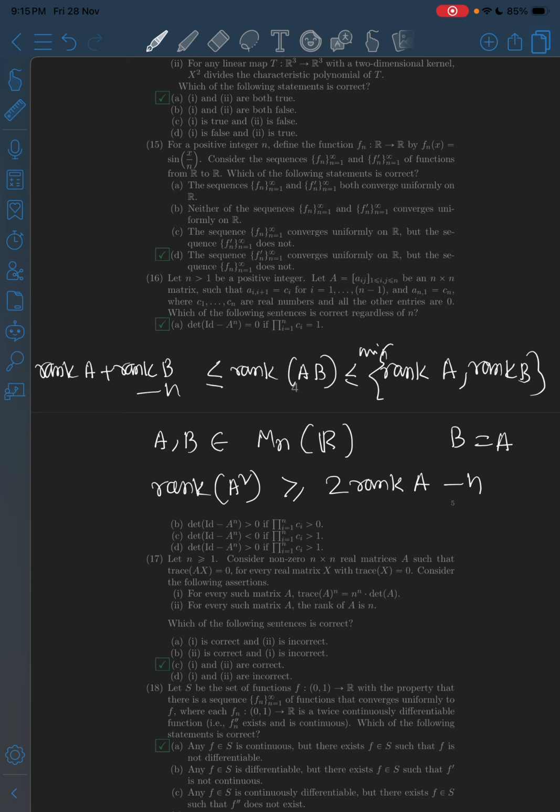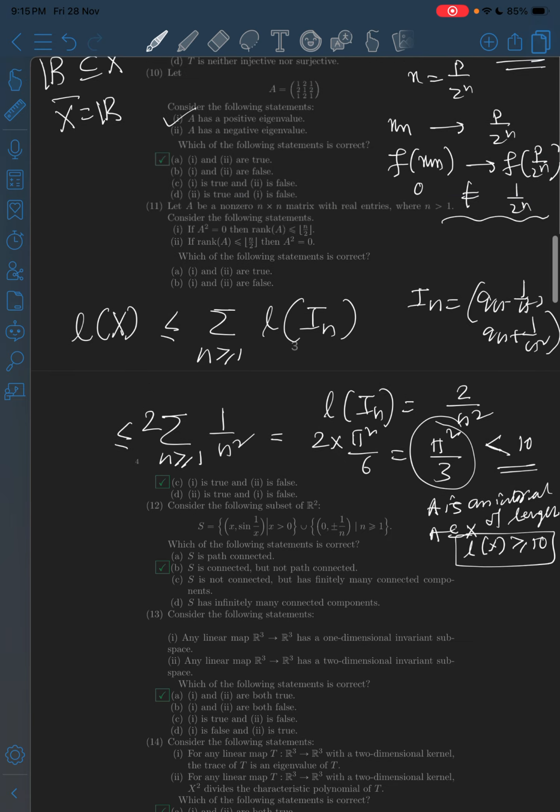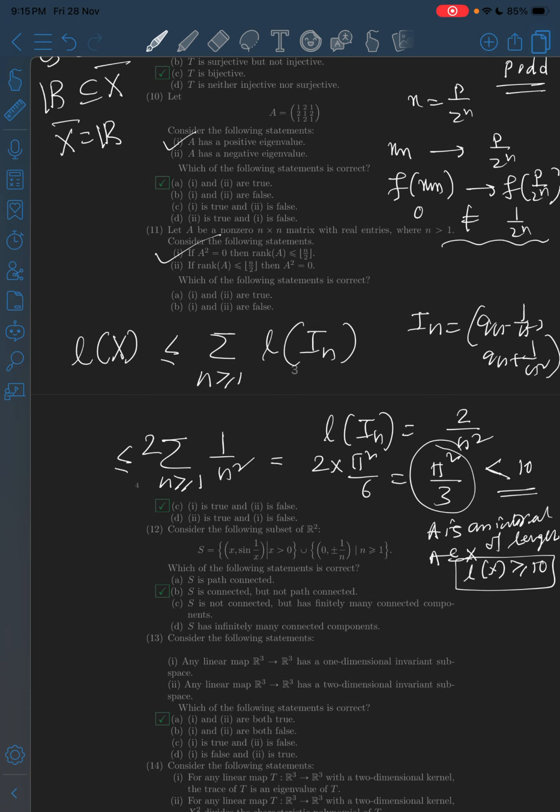Now if A square is 0, then rank of A is less than or equal to n by 2, which is less than or equal to floor of n by 2. So this is correct. But if rank of A is less than or equal to floor of n by 2, then A square is 0. This is obviously not correct.